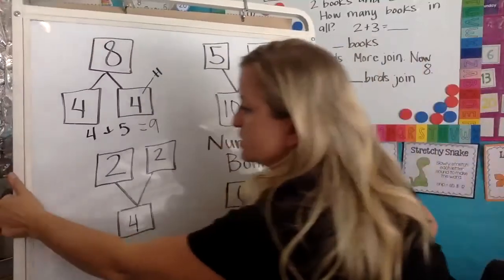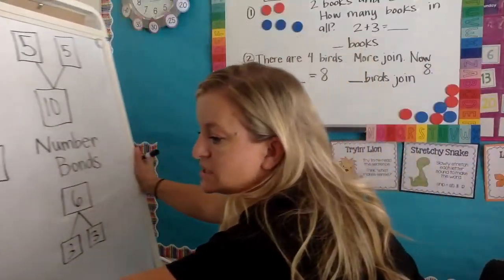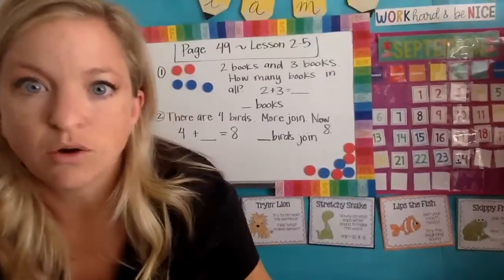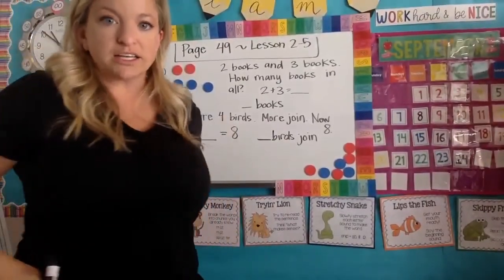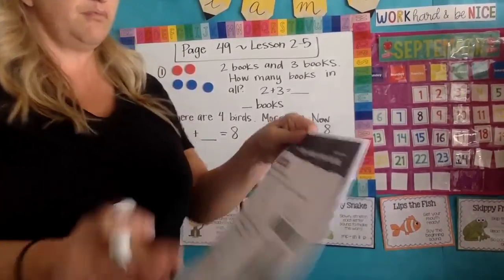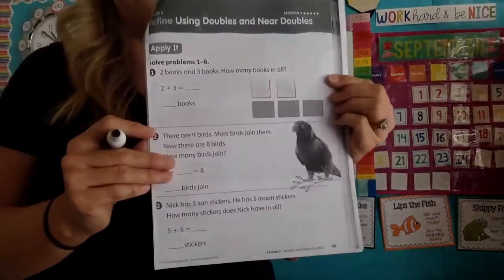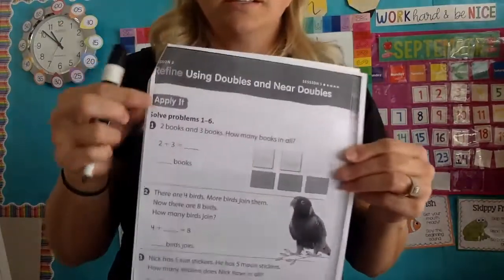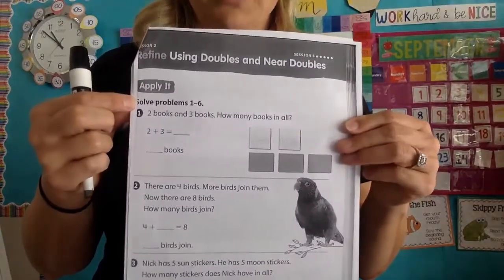Okay, so now I'm going to move on. Now that I've taught you guys about number bonds, I want to talk to you guys about math for this week. I'm on page 49, lesson 2-5 in your workbooks. This is the end session for the week. So this is what you need to do before you take your test in Seesaw. All right, it says apply it, solve problems 1 through 6.